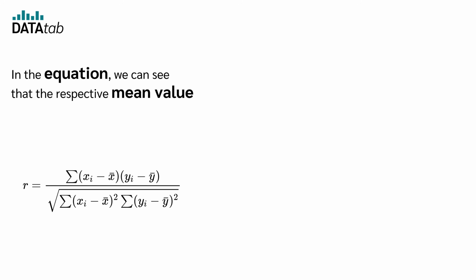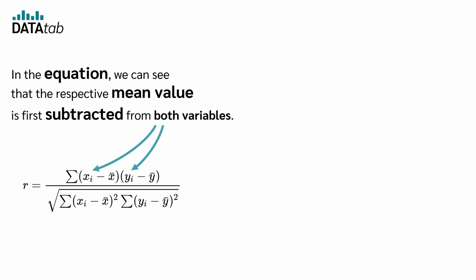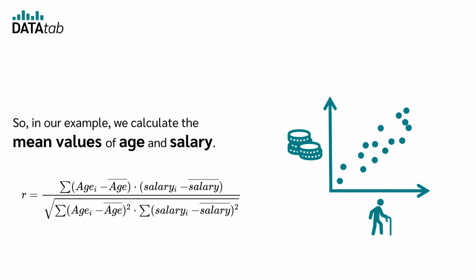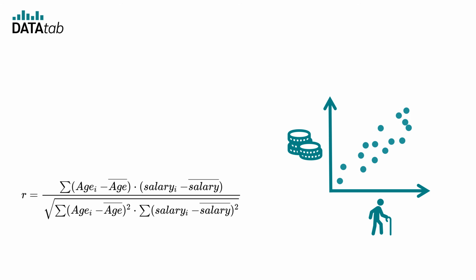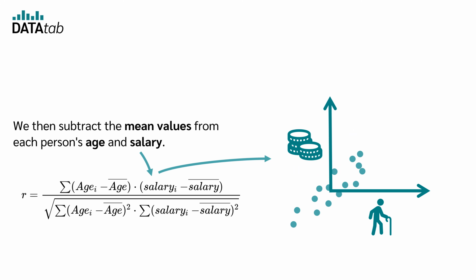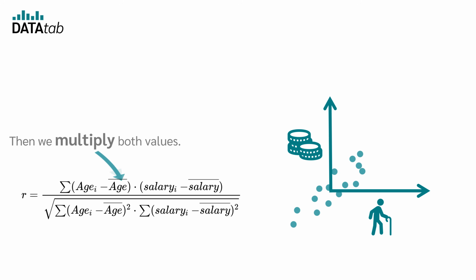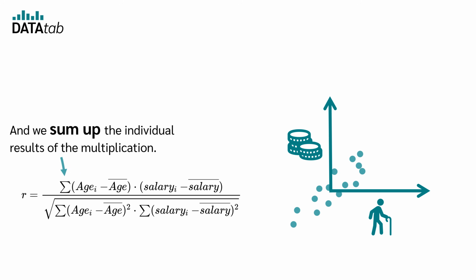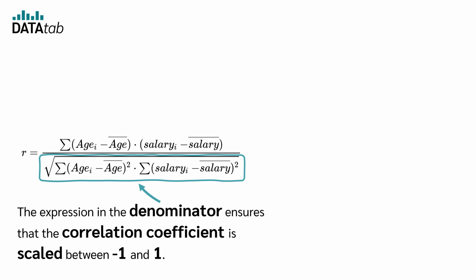In the equation, we can see that the respective mean value is first subtracted from both values. So in our example, we calculate the mean values of age and salary. We then subtract the mean values from each person's age and salary. Then we multiply both values and we sum up the individual results of the multiplication. The expression in the denominator ensures that the correlation coefficient is scaled between -1 and 1.